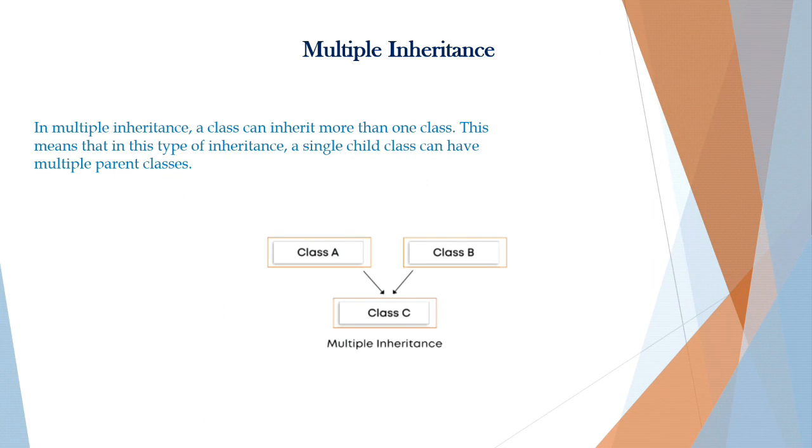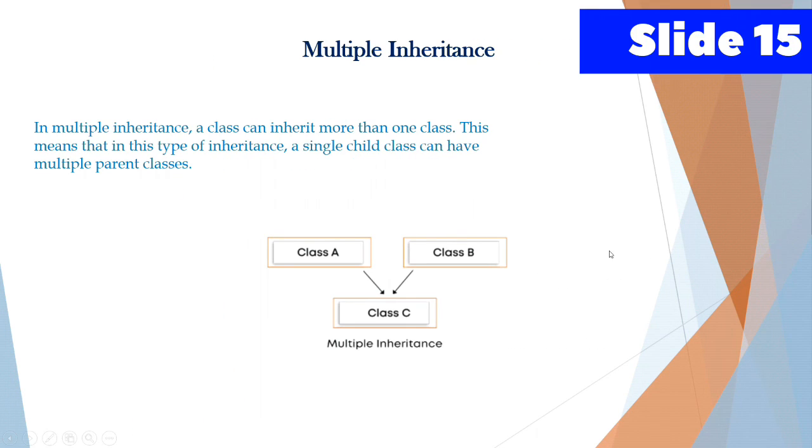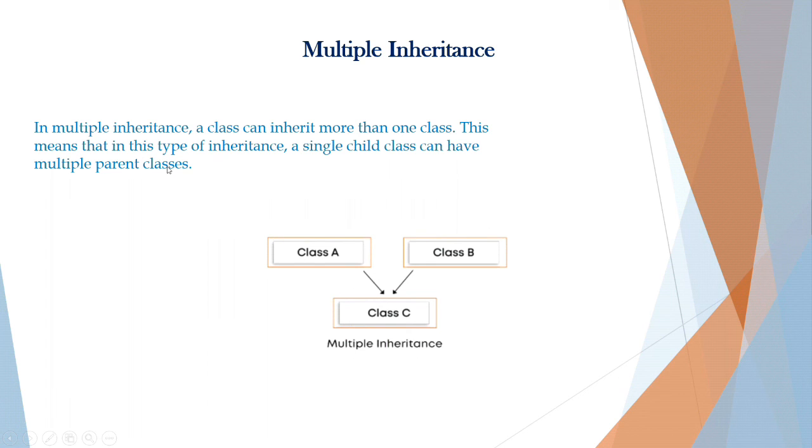After multi-level, we will read about multiple inheritance. In multiple inheritance, there are two parents of a single child. So what is written over here? In multiple inheritance, a class can inherit more than one class. This means that in this type of inheritance, a single child class can have multiple parent classes.